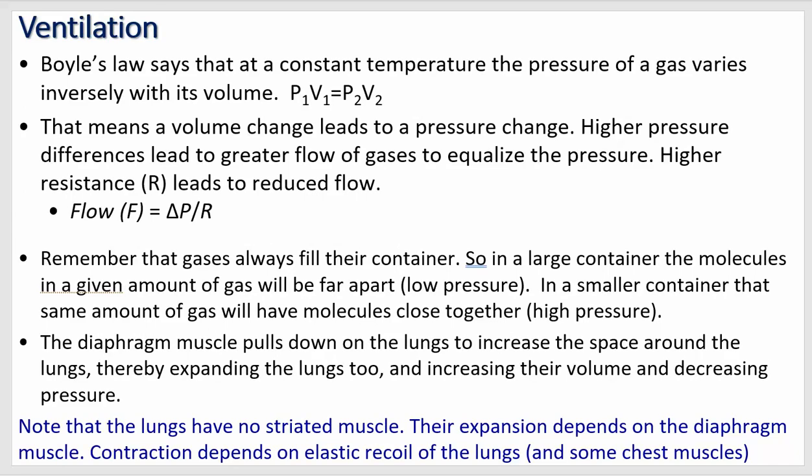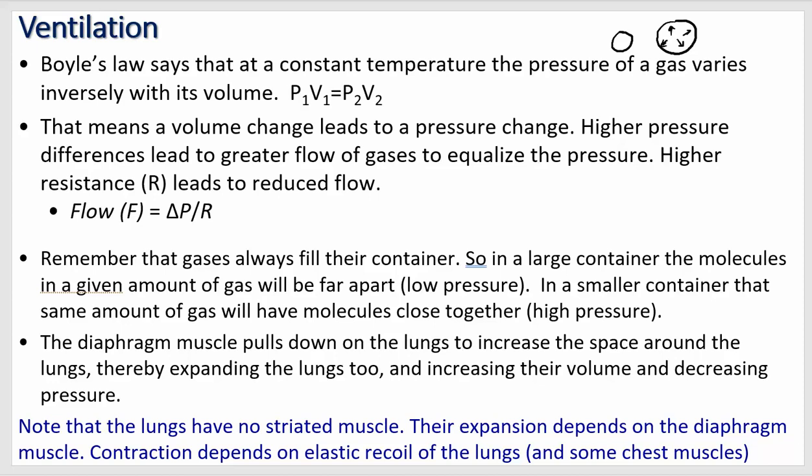Boyle's law says that at constant temperature, you may have heard this in chemistry, the pressure of a gas varies inversely with its volume. We probably know this kind of intuitively. So if we have an area that's this big and then we expand that area, keep everything else the same, but we expand it out, we're going to decrease that pressure. Okay, so that's less pressure. So the molecules are farther apart.